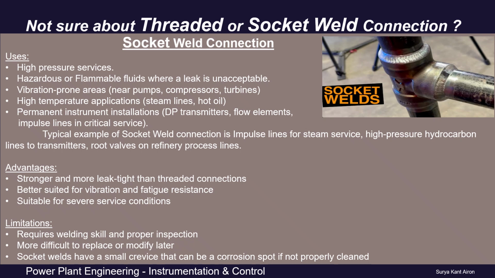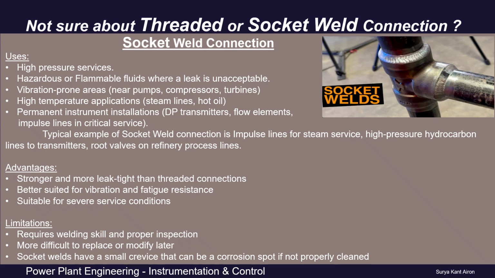In high temperature applications like steam lines and hot oils, socket weld is preferred. And if it is a permanent instrument installation like DP transmitters, flow elements, impulse lines in critical services, it is good to always use socket weld connection. A typical example is an impulse line for steam services, high pressure hydrocarbon lines to transmitters, root valves on refinery process lines.